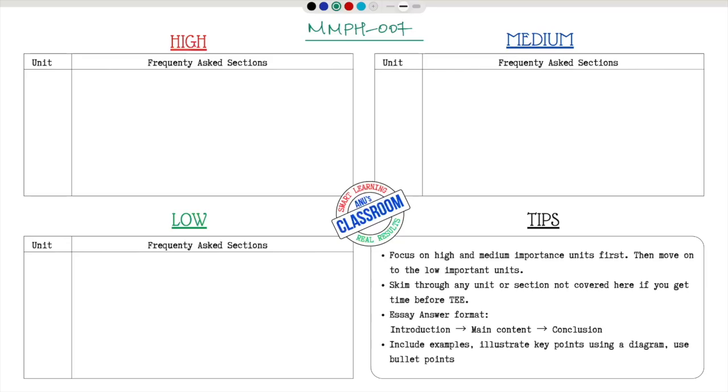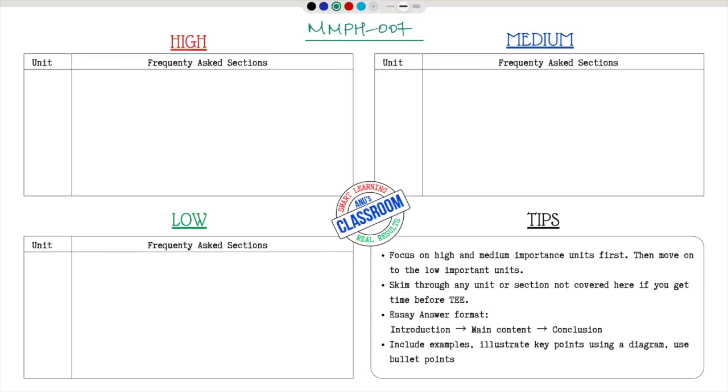It has 13 units that are divided into 4 blocks, but again, not all parts of the syllabus carry the same weight in the exam. In this video, I will be walking you through the most important units and sections of MMPH 7 so that you can focus your efforts where they matter the most. We will start with the most important units first and also the sections of those units from where the maximum concentration of previous question papers have had questions from, followed by the medium and the low priority ones.